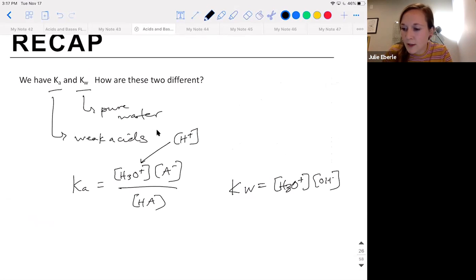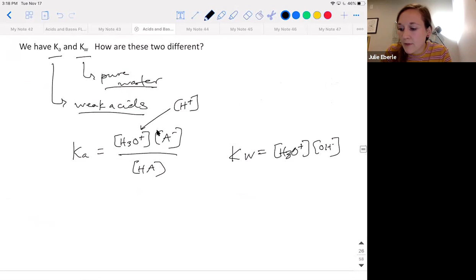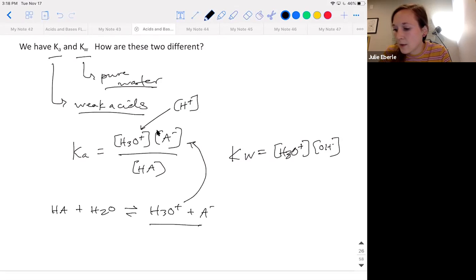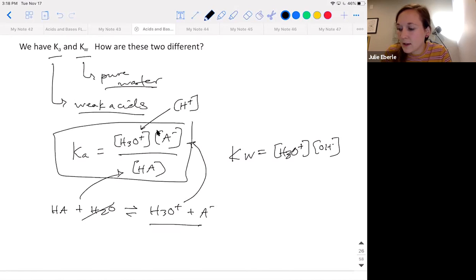Okay, real quick recap. Ka is just for weak acids. Remember, you can always go look at the table and see if your acid is strong or weak. Kw is just for pure water. Pure water, nothing else is there. So Ka, when we have a weak acid plus water, what you get is H3O plus and A minus. The products go on top and the reactants go on bottom, but we take water out. So that's how you end up with this equation right here.